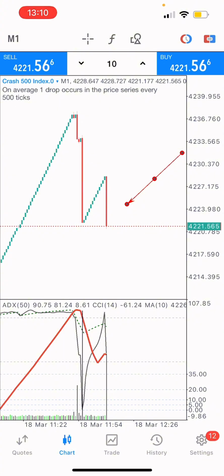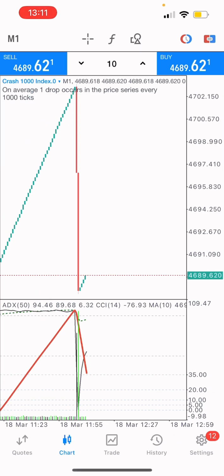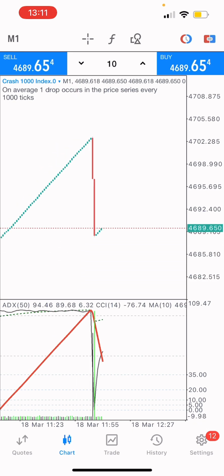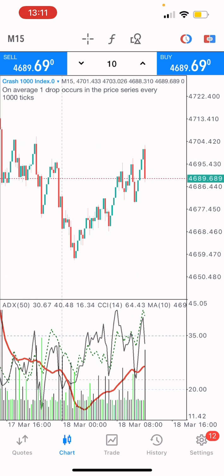Truly speaking, it works. For Crash 1000, I just made some money. That's it. So follow the rules, and sometimes you need to make some adjustments. You can see, like I said, I close after 14 candles. I set my stop loss. Any strategy that doesn't have a stop loss is wrong.